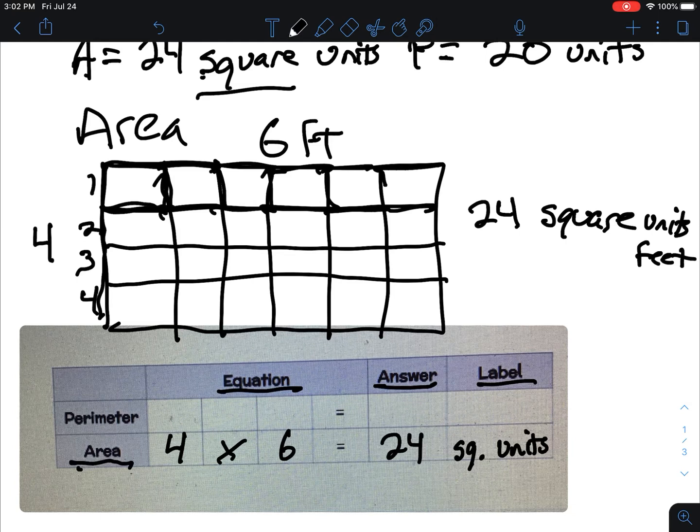All right? So now, for perimeter, you would add up all the sides. So again, it's 1, 2, 3, 4, 5, 6.